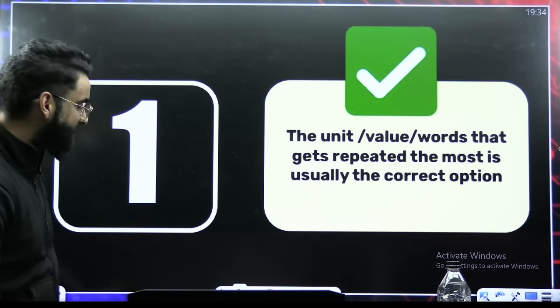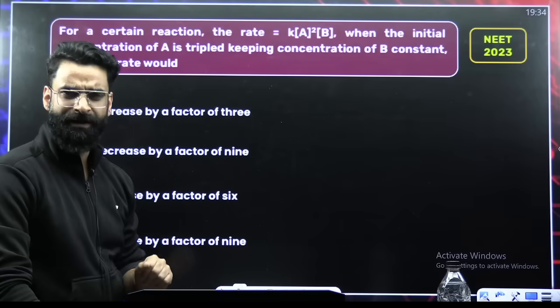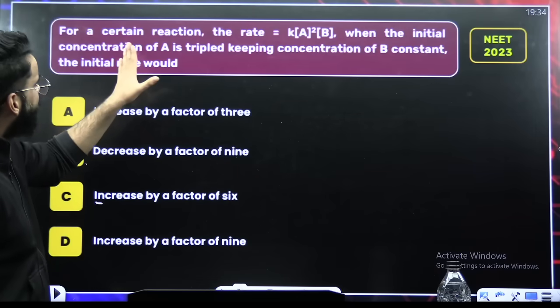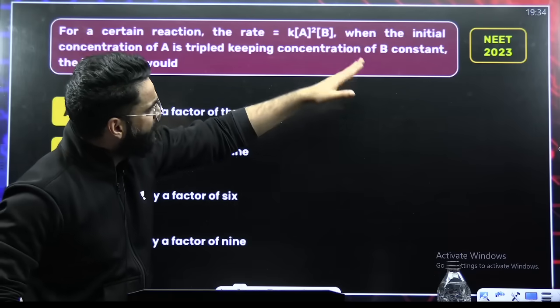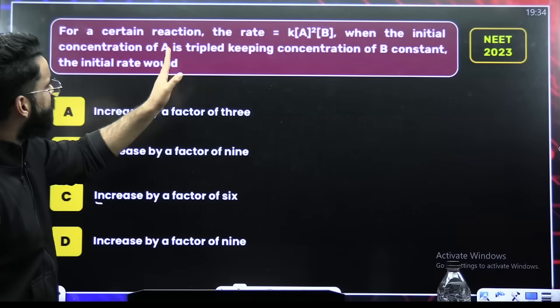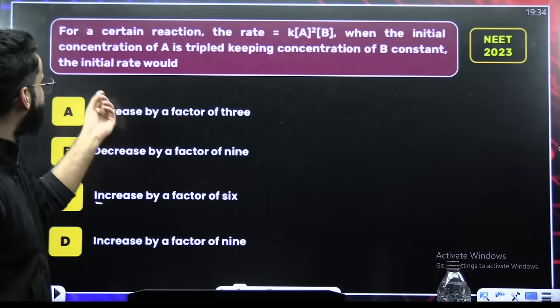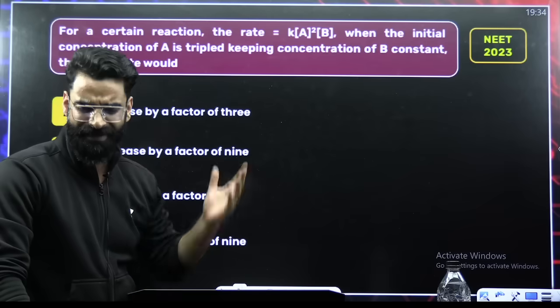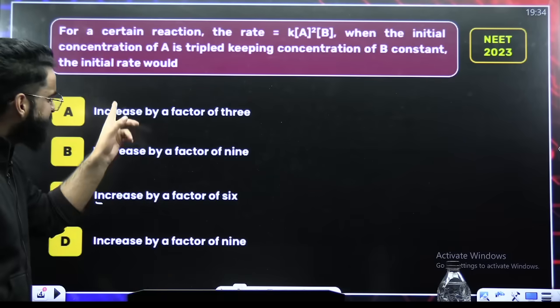Okay, what does that mean? For example, this is the question. The question says, rate of the reaction is equal to this. When the initial concentration of A is tripled, keeping the concentration of B constant, the initial rate would be. This is the question, for example. I will just look at the options.